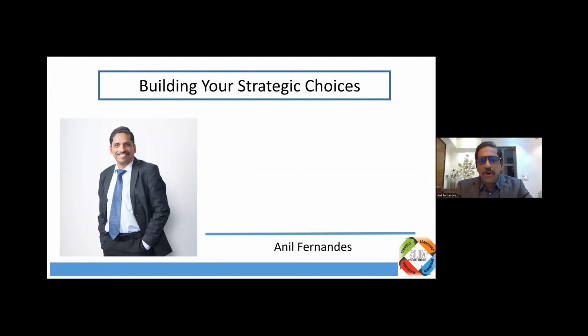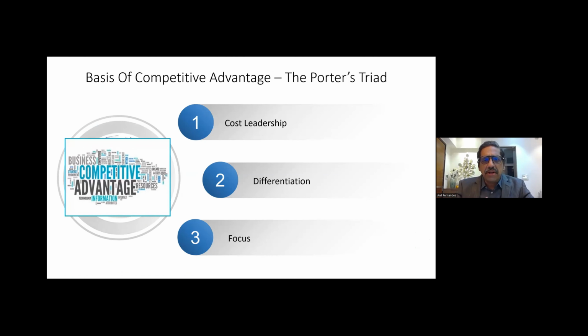As you know, Slim Talks is dedicated to developing excellence in areas of strategy, leadership, innovation, and marketing. So, continuing in our series, we will focus today on how corporates and organizations can build strategic choices based on their imperatives and their objectives. The framework that we'll be following is the one which has been popularized by Michael Porter.